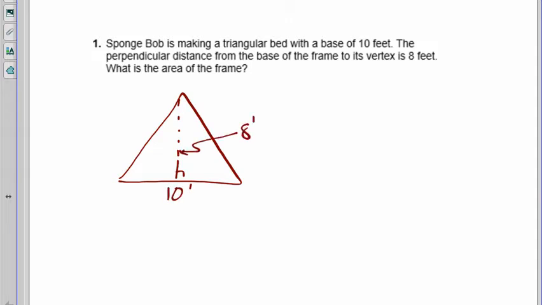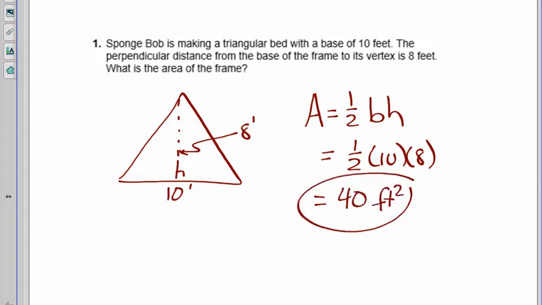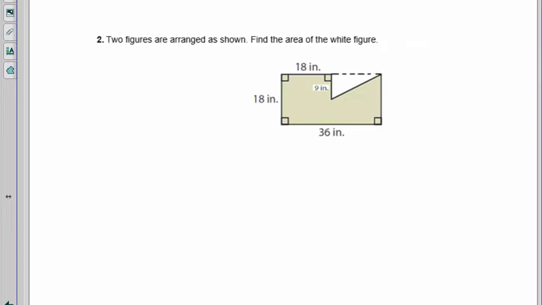I need my formula if I want full credit. 1/2 base height, because it's a triangle. 1/2 10 times 8 is, 1/2 of 10 is 5, and 5 times 8 is 40 feet squared. Circle my answer.